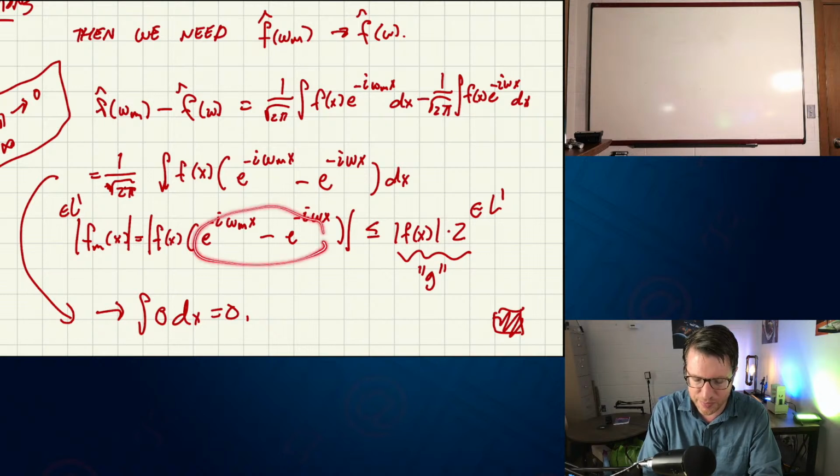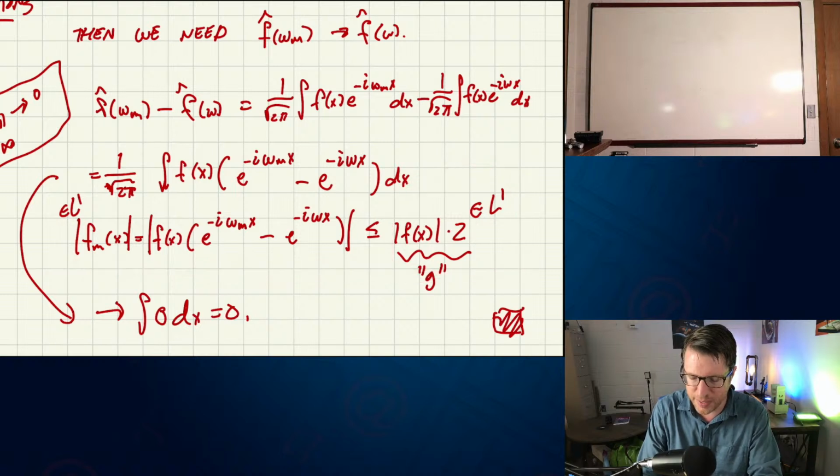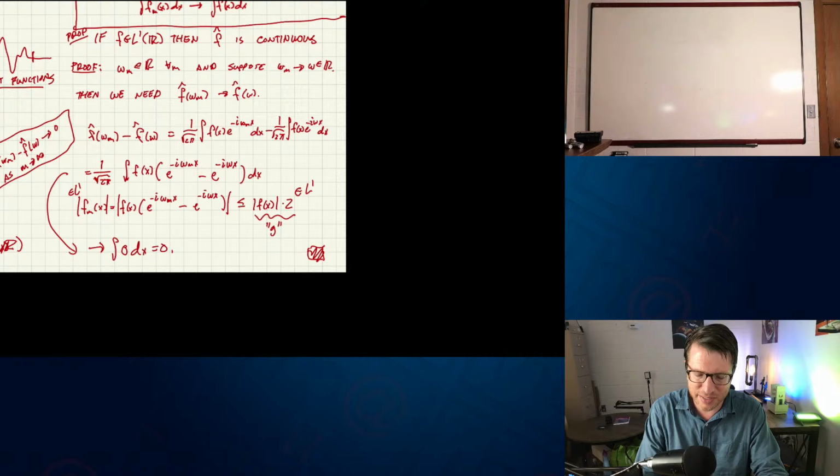So this is going to 0. And then we got this sort of dominating term here as just being the absolute value of f times 2. And then that gave us this guarantee of being able to converge here. So I thought that was pretty nice. Anyway, so that gives us continuity.